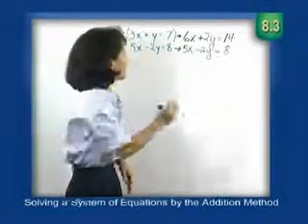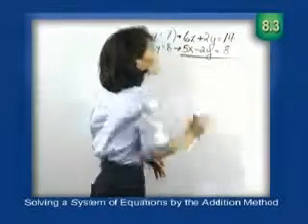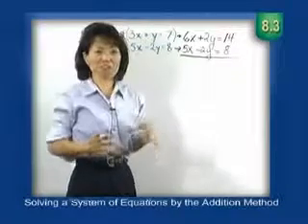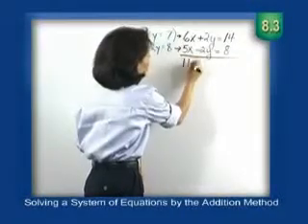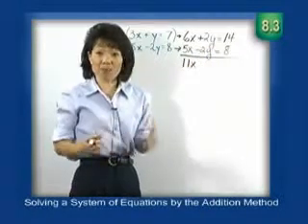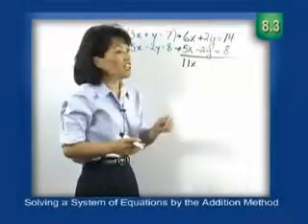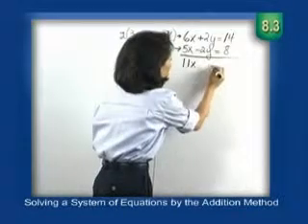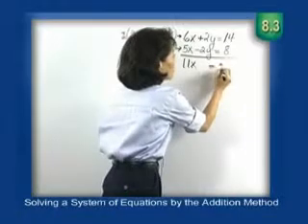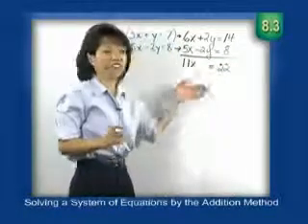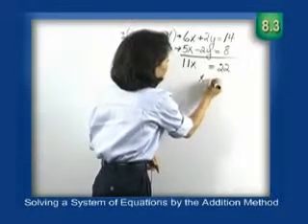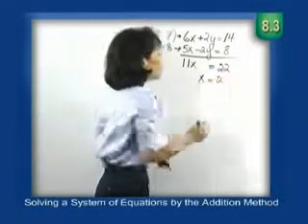Now that we've done that, we're ready to go ahead and add these two equations together. We're going to add vertically 6x plus 5x, 11x. Notice 2y, negative 2y, that's my 0. I've eliminated my y's. Equals, on the right-hand side, I have 14 plus 8, which is 22. Divide both sides by 11, and I find that x is equal to 2.